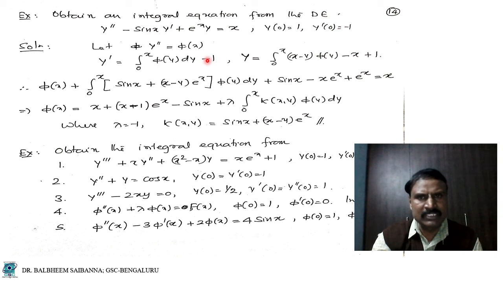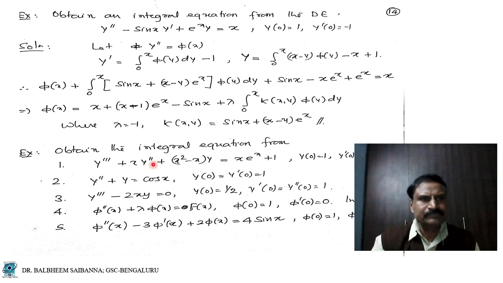How do we get this minus 1? Use this condition: it is some constant c naught, and the c naught value is minus 1. Again integrating, y is integral 0 to x of (x minus y) phi of y dy. How do we get minus x? The integration of minus 1 is minus x. How do we get this plus 1? Using the condition y of 0 equal to 1, when x is equal to 0, the c2 value is 1. So all the values are known: y double dash, y dash and y, substitute in this equation.